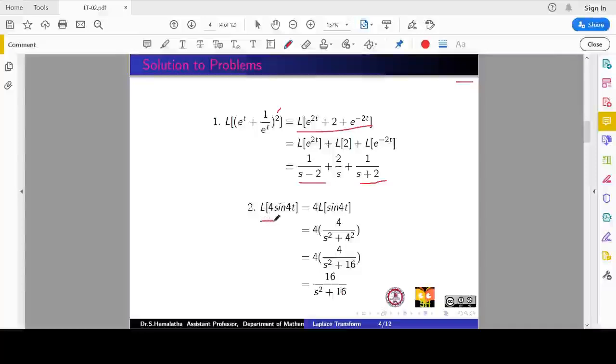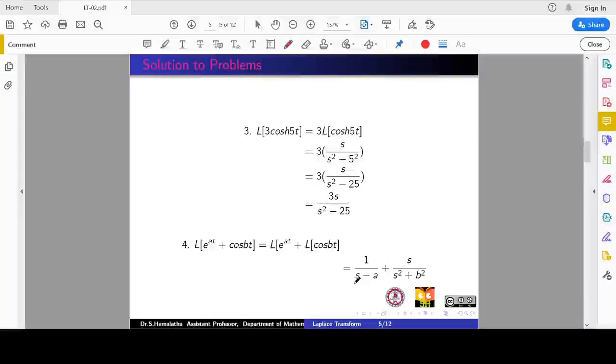Second problem, you have a sine function with a multiple of 4. In Laplace, by linearity, you can pull out the constants in the functional part, so not in the angular term. So 4 can be pulled out. For sine 4t, I know the formula is a by s square plus a square. Here my a is this term, whatever is here. So my a is 4, so I write 4 by s square plus 4 square. And then we do the 4 square simplification and give the final answer. So I hope you are following. This is the second problem.